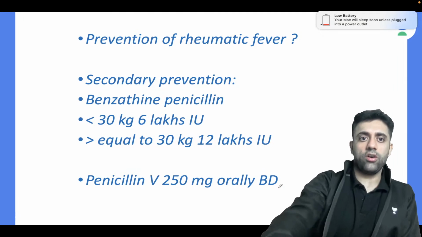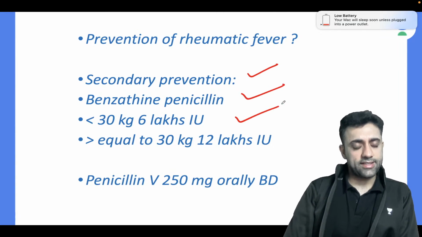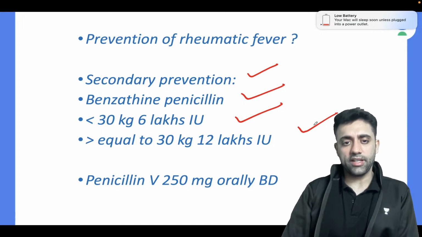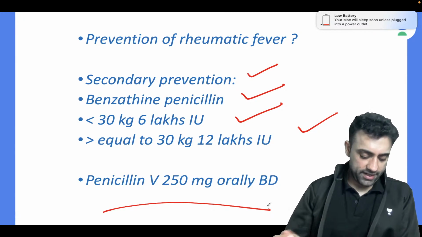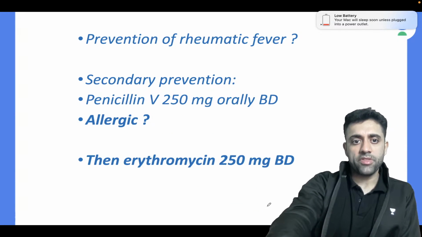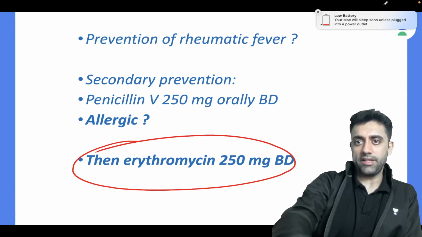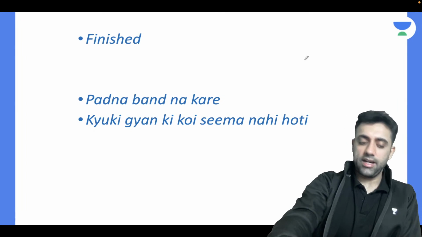And that's what you know, that in the secondary prevention, you can give benzathine penicillin, less than 30 kg 6 lakh, more than 30 kg 12 lakhs, or you can give penicillin V 250 mg orally BD. That we have done. And if I'm allergic, then definitely give erythromycin. That also you can give. And that's it.